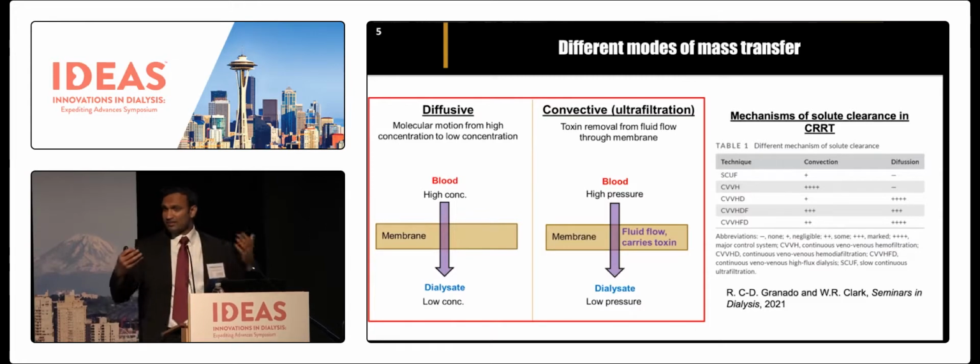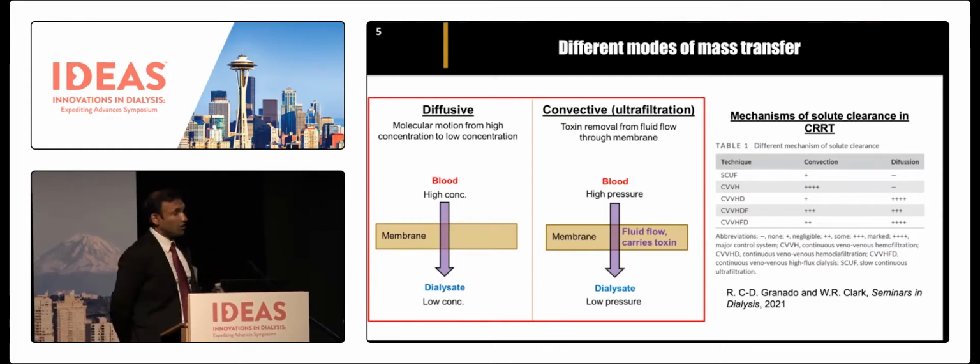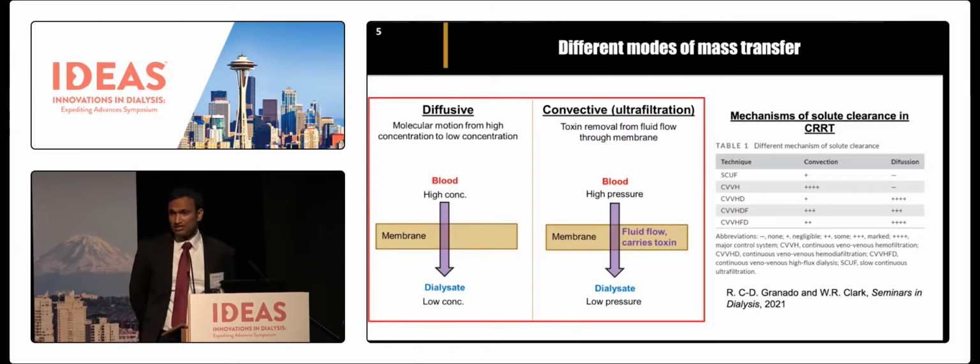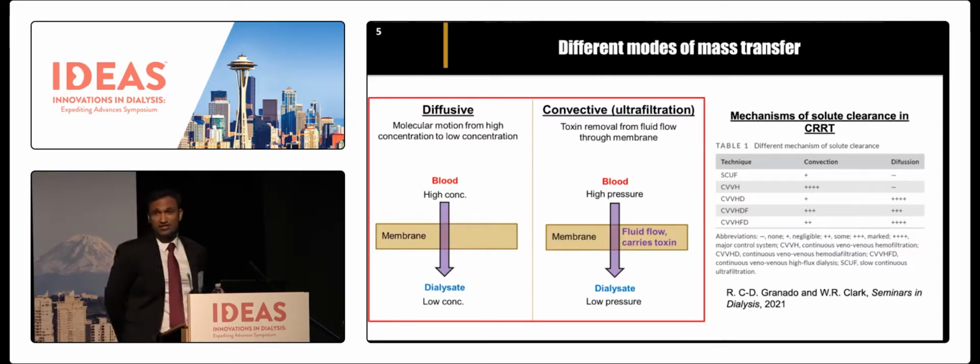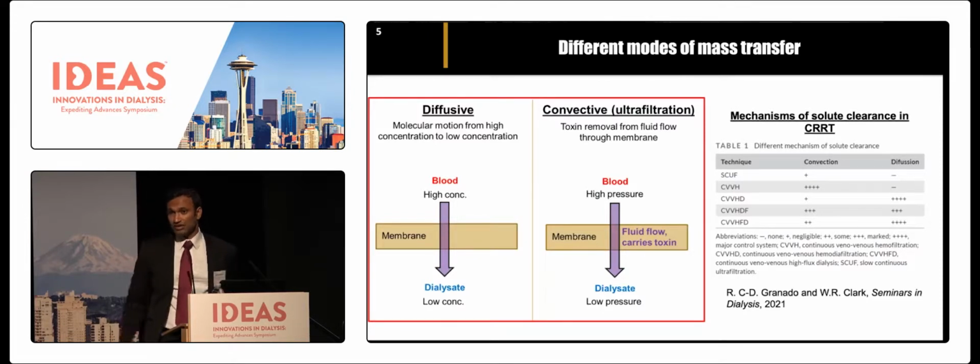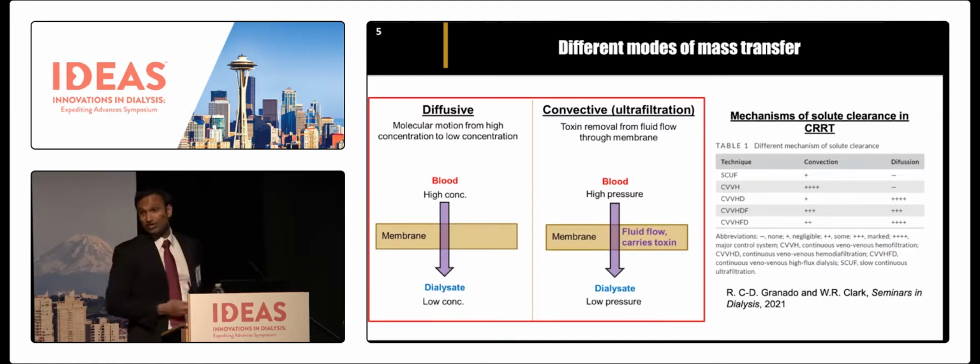Now again, depending on how you're operating, the relative contributions of these two will be different. For example, in ultrafiltration, convection is dominant. In hemodialysis, generally diffusion is dominant. In hemodiafiltration with high flux dialyzers, you tend to get a combination of both.